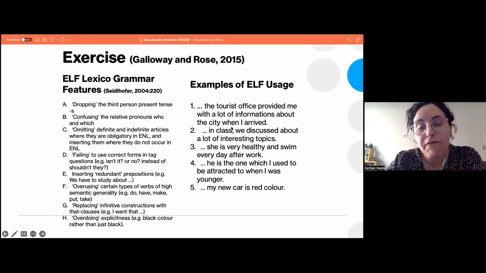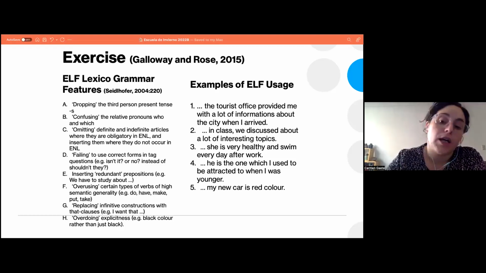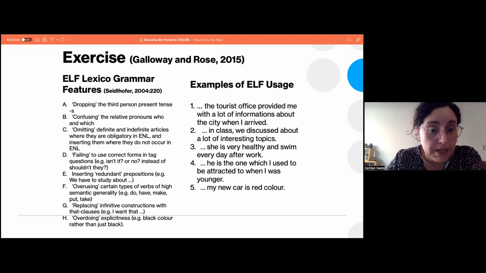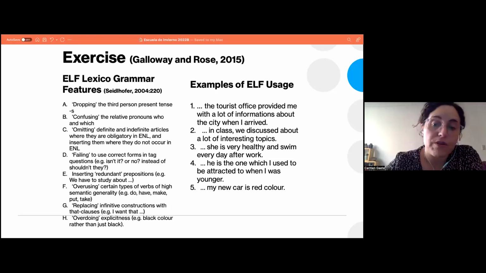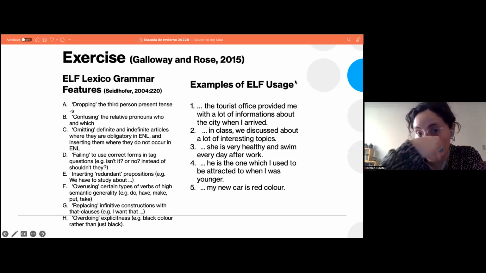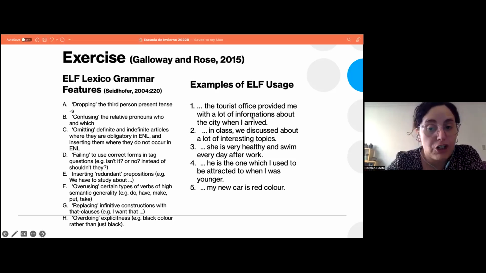So these are people who are very much educated, so to speak, and who speak English on a daily basis for professional purposes. So we can say that they are proficient, yes? These features have been observed in their discourse, in their interaction. Let's go one by one here. Number one says, the tourist office provided me with a lot of information about the city when I arrived. What do you think about this? Is there something wrong with this one?